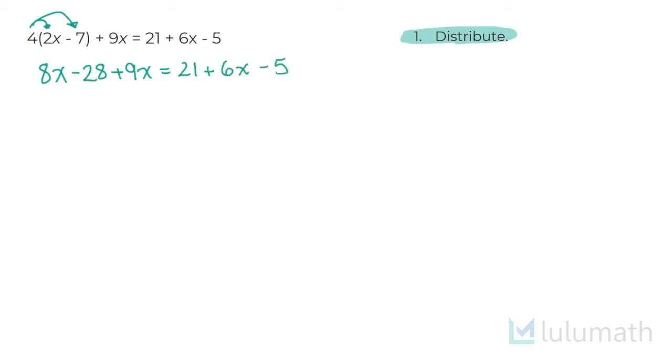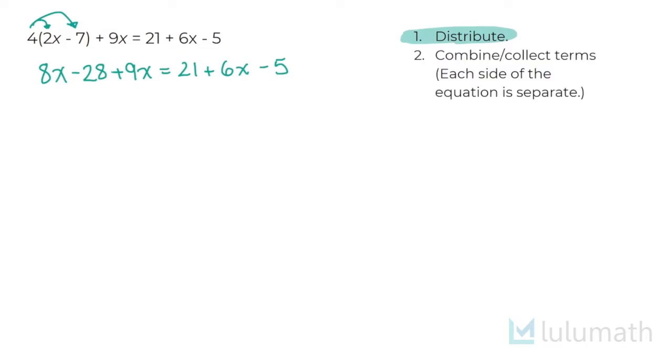Now, each side of my equation is not completely simplified because I have like terms. So the next thing I'm going to want to do is combine or collect my like terms, but I have to make sure that I treat each side of the equation separately. So I have my left side of my equation and my right side of my equation. Here I can put the 8x together with this 9x, but I cannot combine it with the 6x because they're not on the same side.